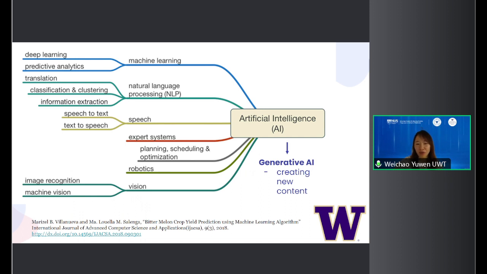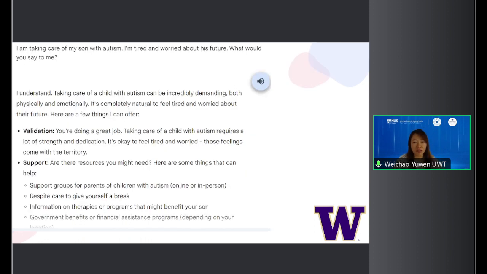So then we asked the question that our team has been working on to the large language models. And I think this one in particular that I shared is using Google Gemini, another kind of language model. We asked the chatbot, I am taking care of my son with autism. I'm tired and worried about his future. What would you say to me? And here is the generative AI's response. I'll give you a moment to review this.